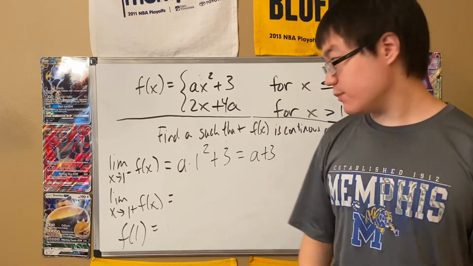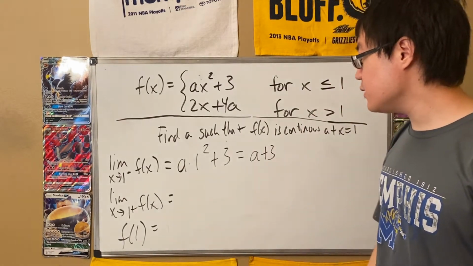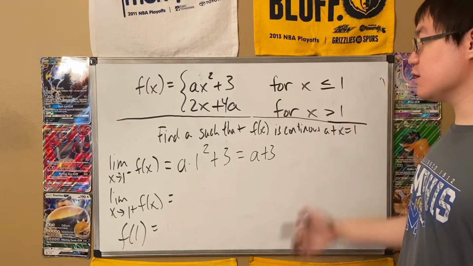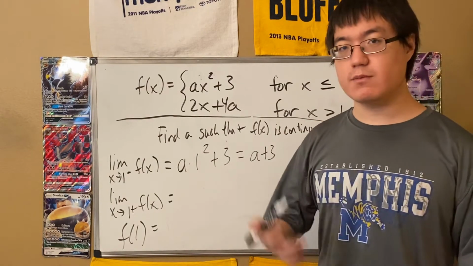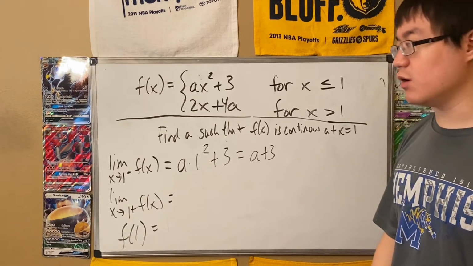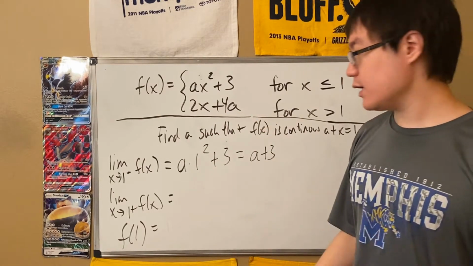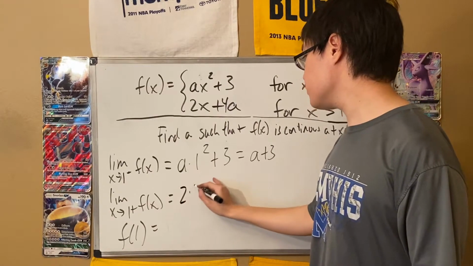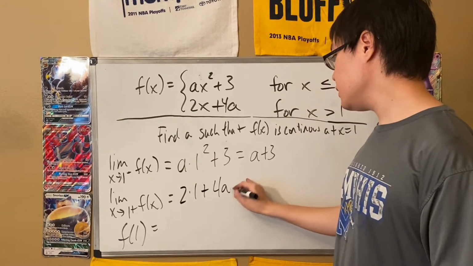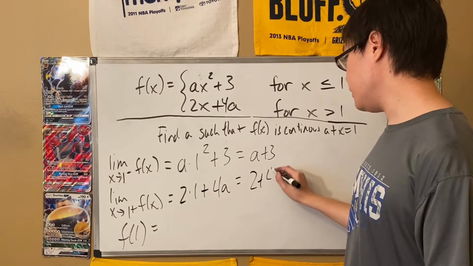Then we have our right limit. Our right limit is going to be the bottom function because you're dealing with numbers greater than 1: 1.1, 1.01, 1.0001. So we're going to plug in 1 for x. Looks like it's going to be 2 times 1 plus 4a. So you're going to get 2 plus 4a.